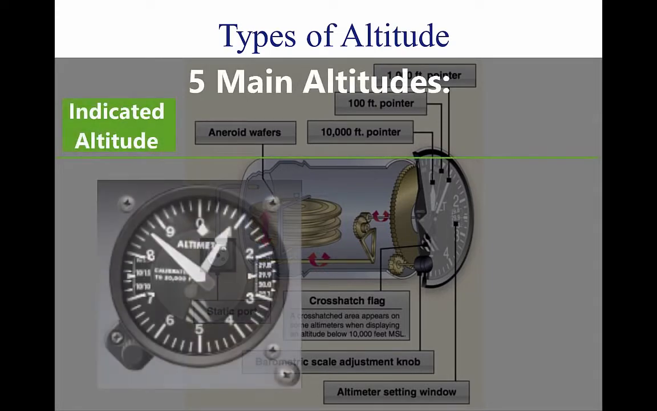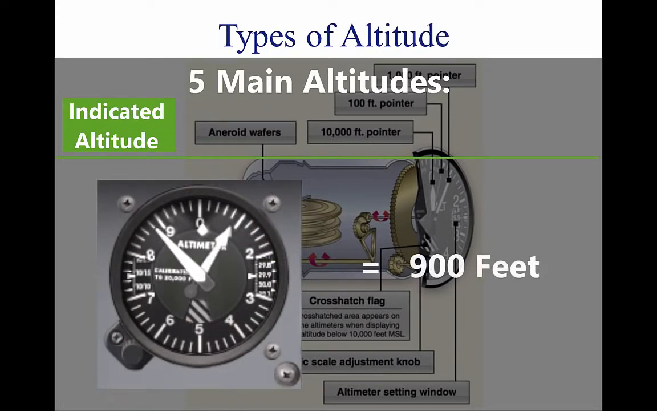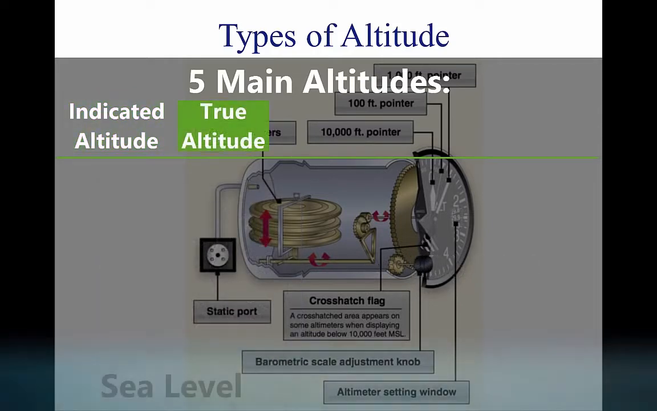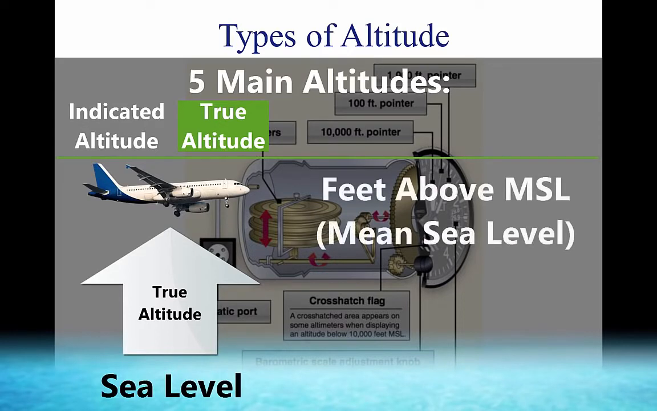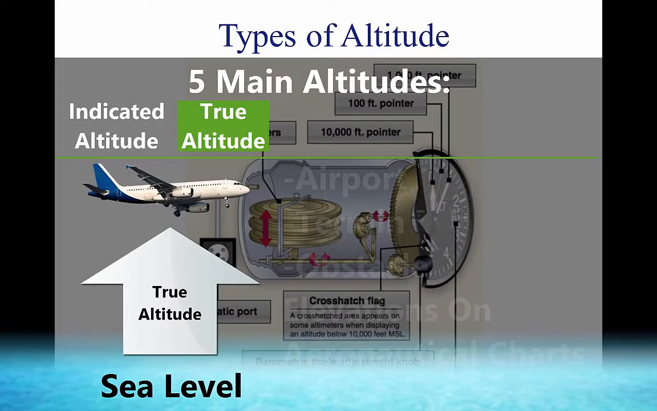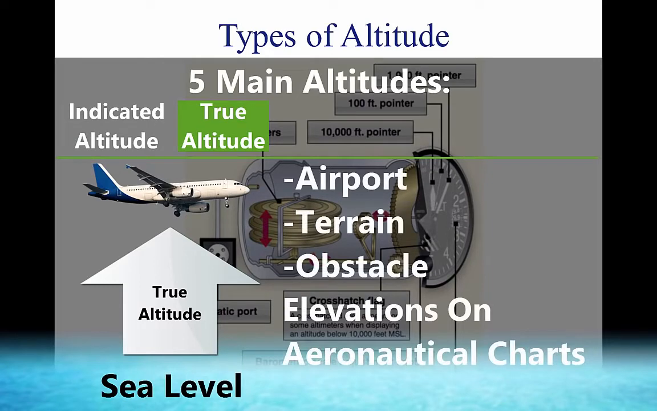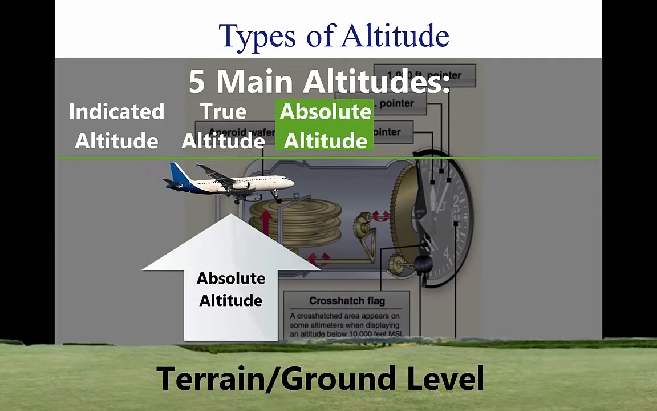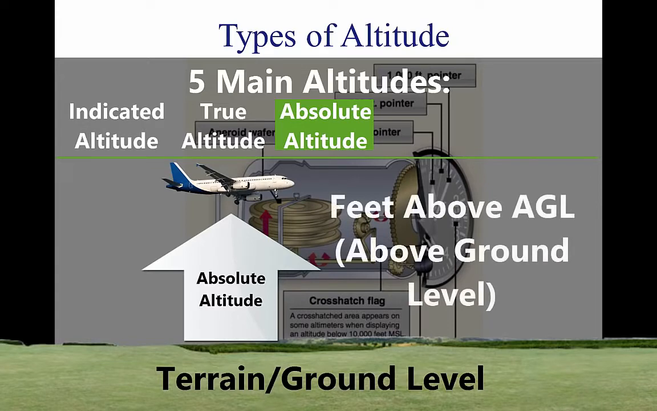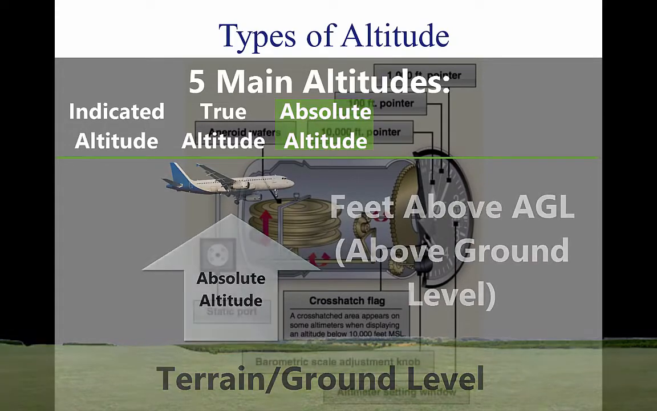1. Indicated altitude, read directly from the altimeter, uncorrected, when it is set to the current altimeter setting. 2. True altitude, the vertical distance of the aircraft above sea level, the actual altitude. It is often expressed as feet above mean sea level, MSL. Airport, terrain, and obstacle elevations on aeronautical charts are true altitudes. 3. Absolute altitude. The vertical distance of an aircraft above the terrain or above ground level, AGL.